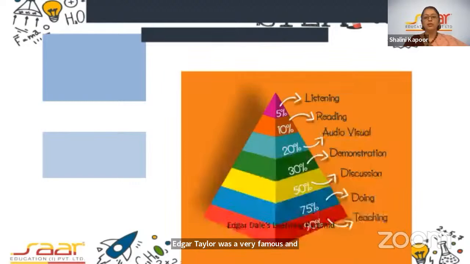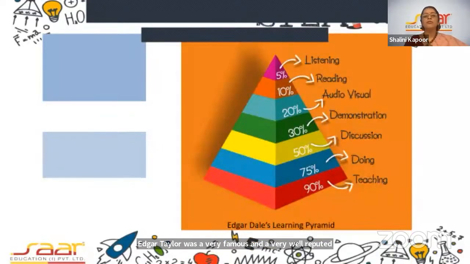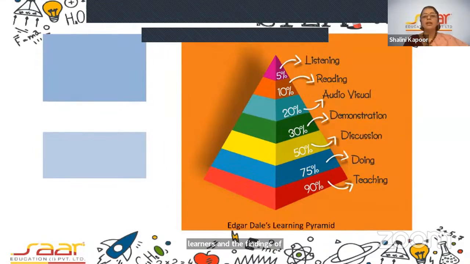Edgar Dale was a very famous and a very well-reputed educationist, and he studied the impact of different teaching methods on the retention of knowledge in learners. The findings of his research, he has collated in the form of a learning pyramid. It is also called Edgar Dale's cone of experience. So what did Edgar Dale find out? He found that if students were made to only sit and listen passively in the class, the amount of retention of knowledge was a mere 5%.